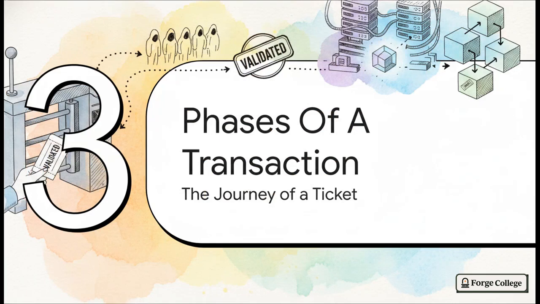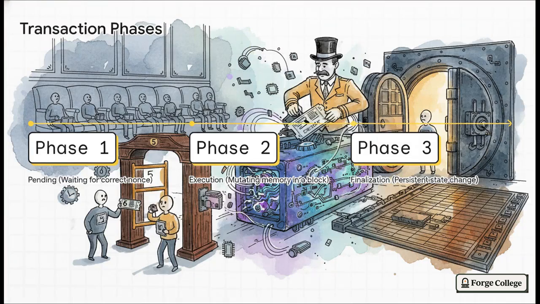Which brings us to Section 3. Phases of a transaction. The journey of a ticket. Now that we actually have our ticket at the turnstile, let's track its chronological journey as it moves from simply waiting in line to being permanently etched into the blockchain ledger. This journey has 3 distinct phases. Phase 1 is pending. You're in the mempool. Maybe you submitted ticket 6, but the turnstile is stuck on 5. You just kind of have to sit there and wait for the correct nonce.